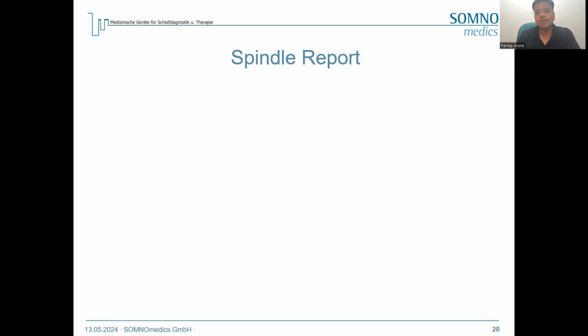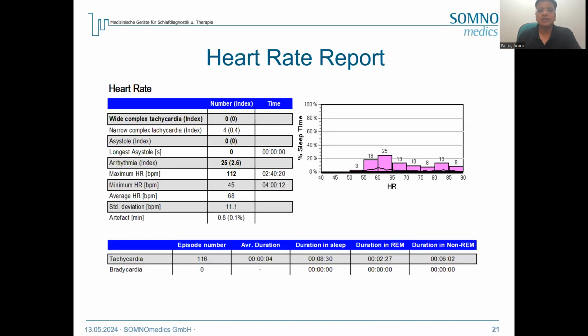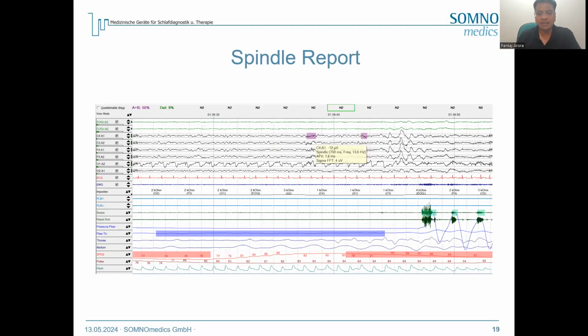Now, spindle. Why is the spindle report important? Because sometimes the patient is taking some kind of medication, especially for depression or insomnia. These medications can cause more spindles. So what is basically a spindle? A spindle is a criterion for marking stage N2. In stage N2, you will get a lot of spindles as well as K complexes, and that is how you mark stage N2.